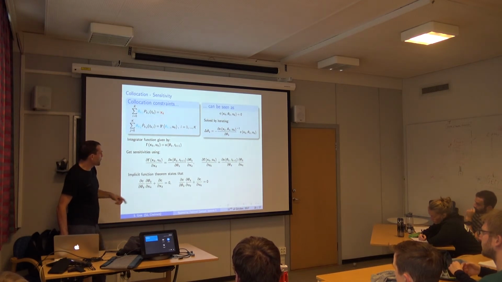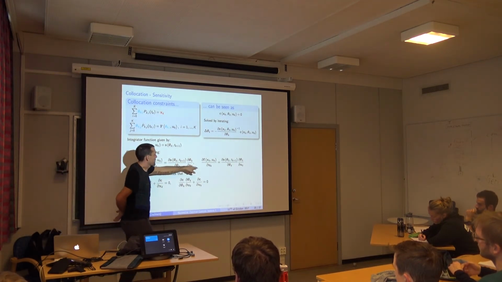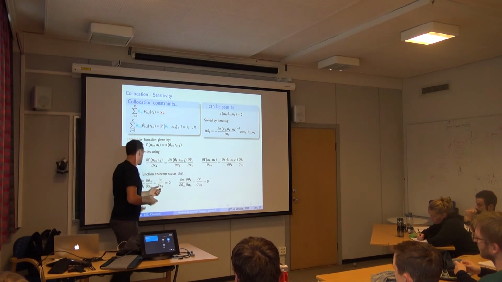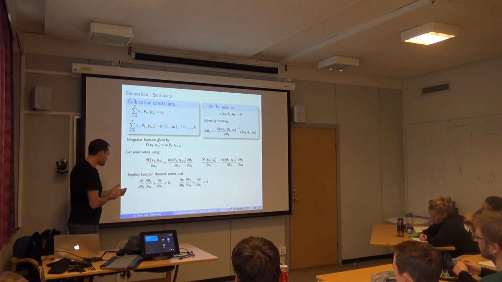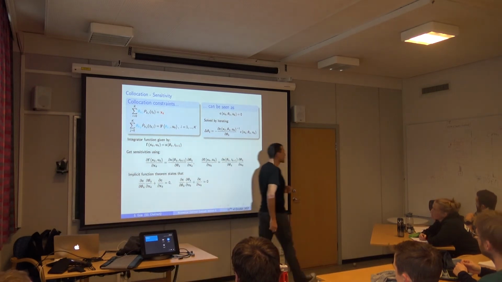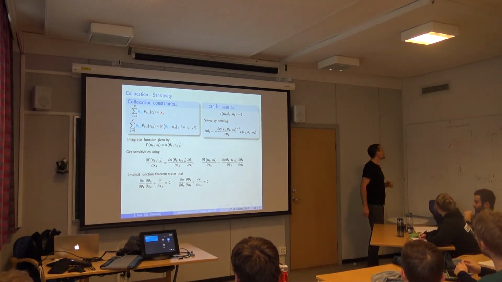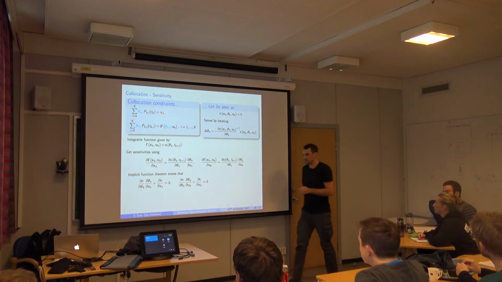So how do you compute the del theta by del x and del theta by del u? And that's where the implicit function theorem helps you. And I don't know if I have a marker or something. No, okay, I could have written down something.